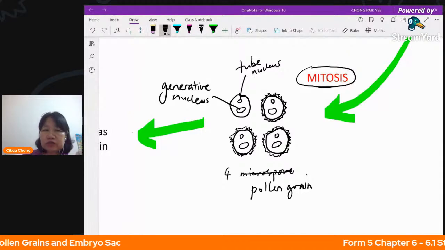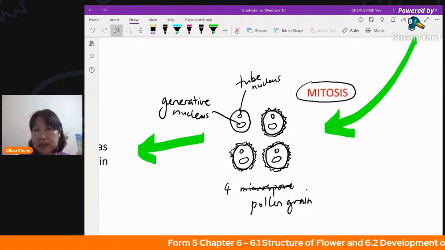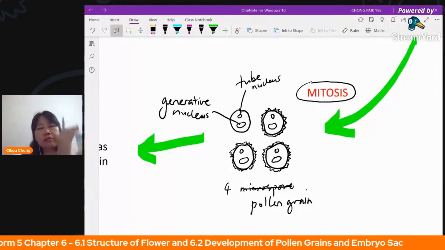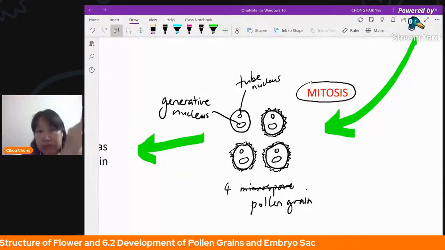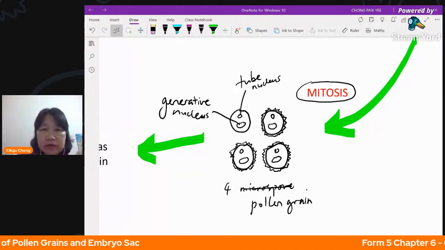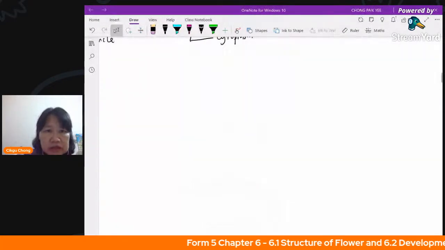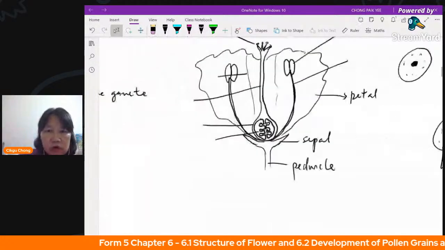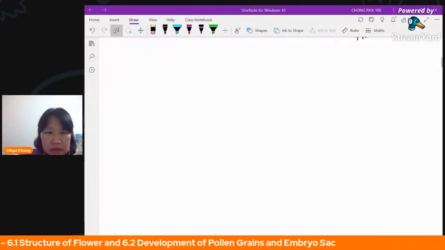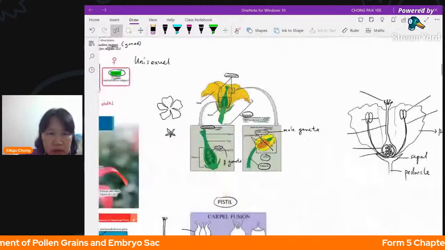So why do you have 2? Your tube nucleus function is, when it drops onto the stigma later, it will help to generate the pollen tube. The pollen tube will bring the male nucleus downwards to find the ovule. It needs to go down because the female is all the way down there. The ovule is all the way down here. It has to go all the way down.